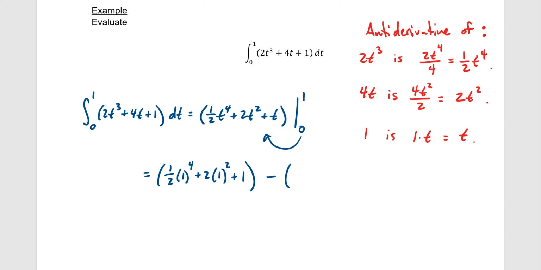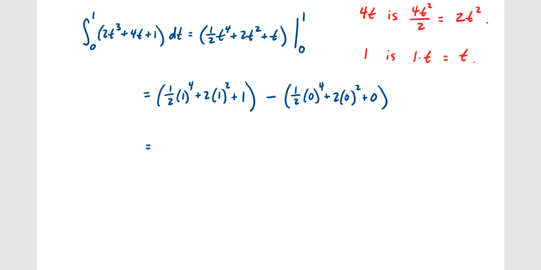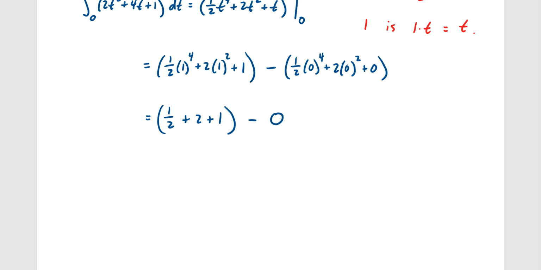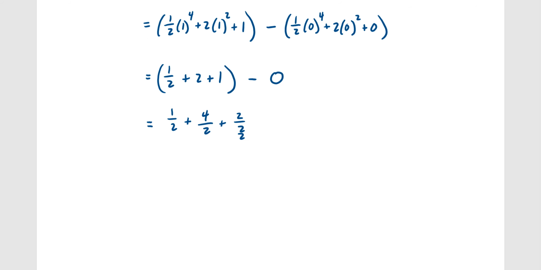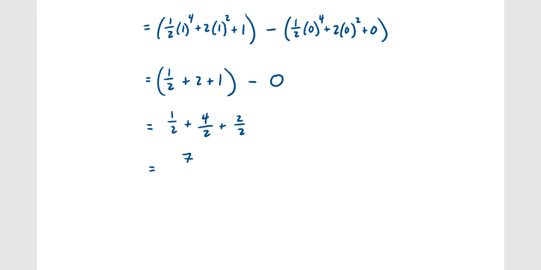Plugging in the lower bound is pretty easy, right? Because we're plugging in a 0 into everything, and in this case everything's just going to cancel off to 0, which is pretty nice. So let's go ahead and simplify. The upper bound portion becomes 1/2 plus 2 plus 1, minus the whole second portion, which is just 0. So 1/2 plus 2 plus 1, we get common denominators: 1/2 plus 4/2 plus 2/2. That ends up being 1 plus 4 plus 2 is 7, so 7/2.